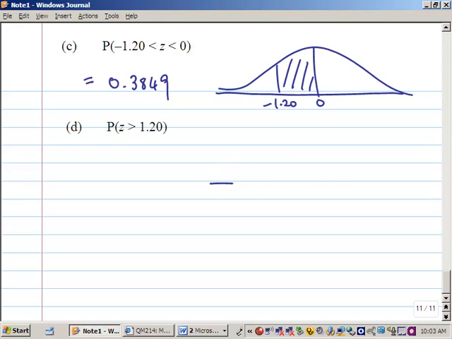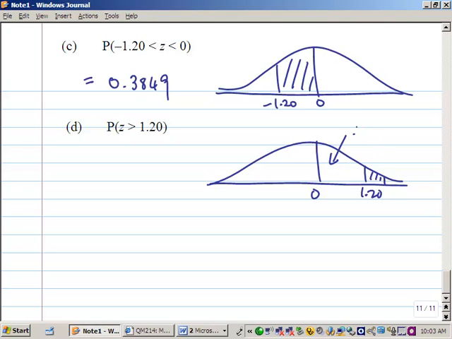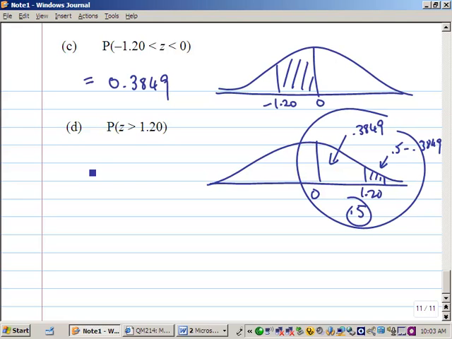Part D, probability of getting Z greater than 1.20. Area up there. Alright, we know the area from 0 to 1.20. We've done that several times now. That's 0.3849. So this area here will be a half minus 0.3849, so that the total area on this side is equal to a half. So a half minus 0.3849 is equal to something like 0.1151. Okay.